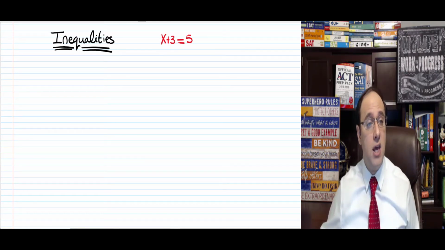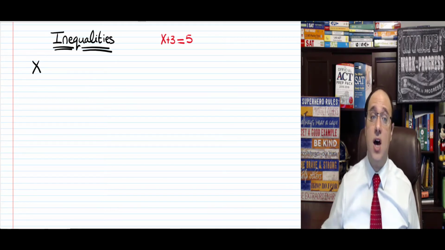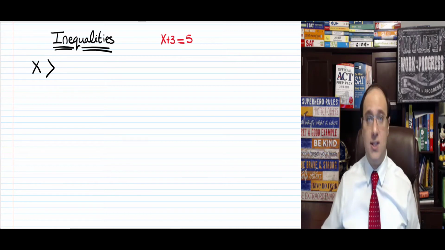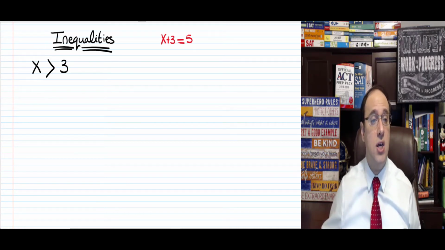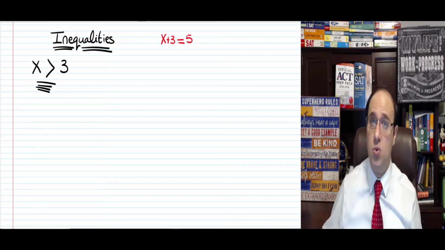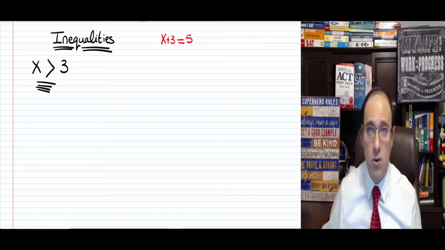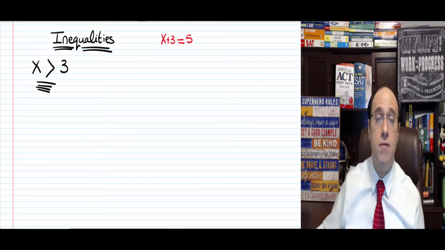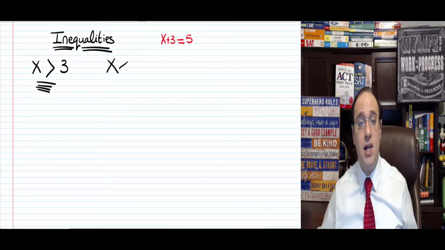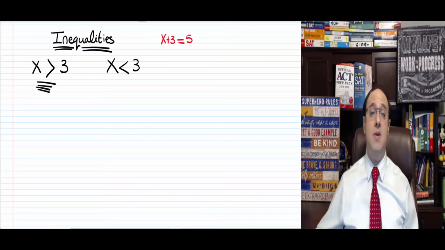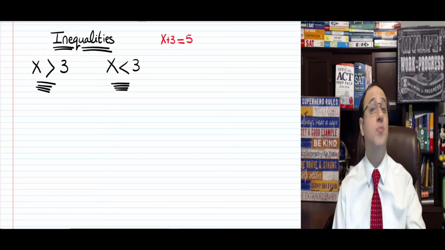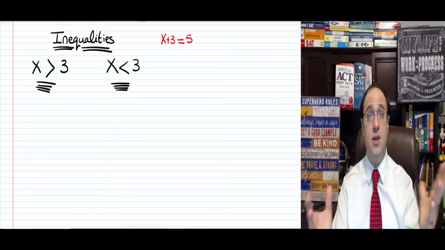Instead, the left-hand side and the right-hand side have a relationship of greater than or less than. So, x is greater than 3. This means that x does not equal 3. x is greater than 3. It's 4 or 5 or 6, for example. If we say x is less than 3, that means that x does not equal 3. It is less than 3. It is 2. It is 1. It is -1. It is 0.